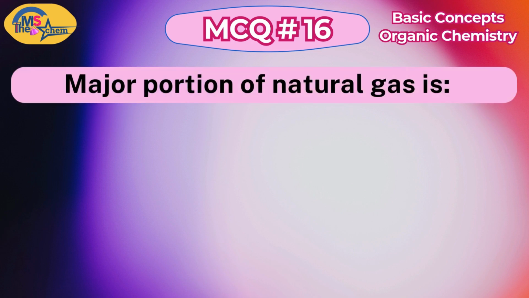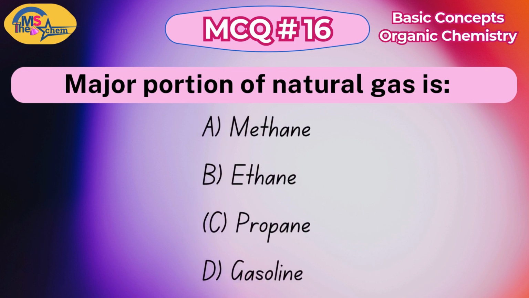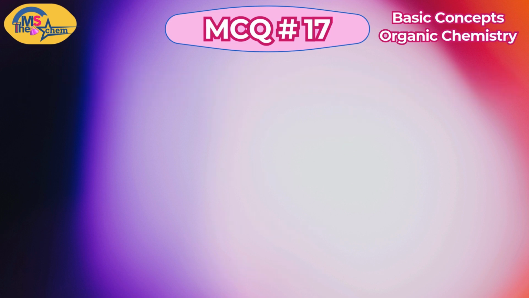Now question 16 is, major portion of the natural gases. Option A is methane. Option B, ethane. Option C, propane. Option D is gasoline. Which is the true answer to this question? As we know that natural gas contains methane as the major portion, because 95% of the natural gas consists of methane. So the option A, methane, is the true answer to this question.